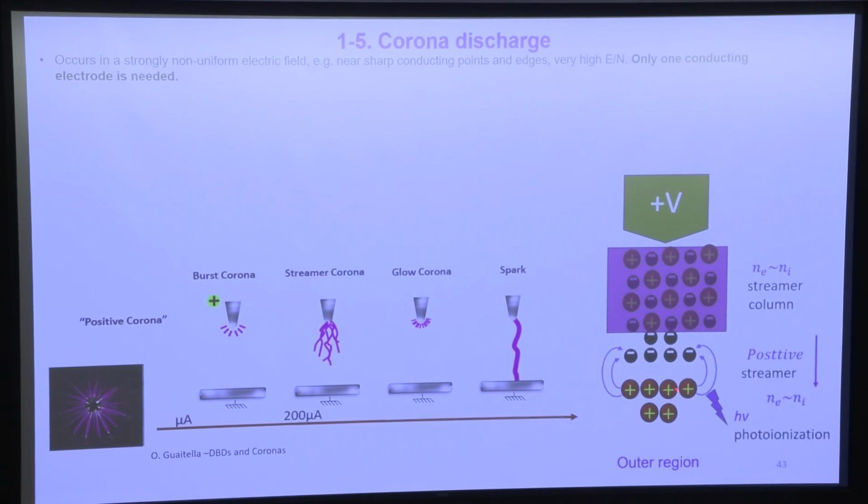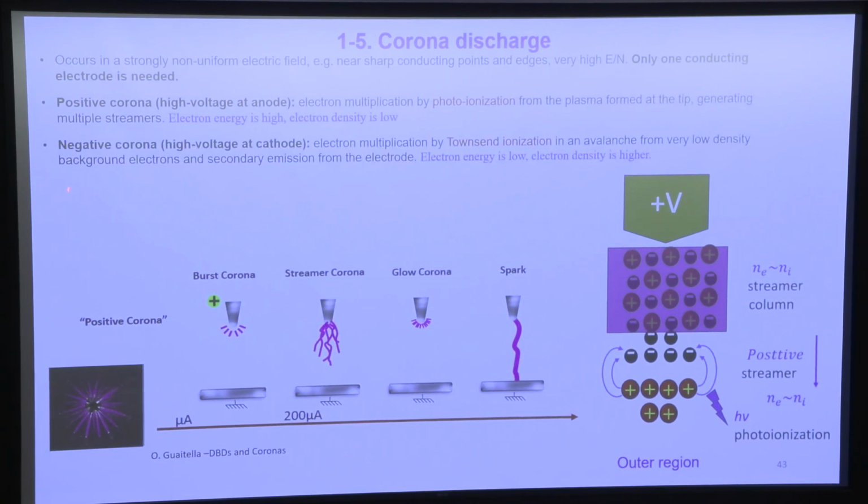So you create these streamers, positive streamers, with a photoionization process that can progress. A positive corona means, for example, high voltage at the anode, and electron energy is very high, but electron number density is not high. You have a negative corona, created with high voltage at the cathode. This kind of corona develops when you have a stronger voltage, and then the corona grows, and eventually they become a spark if there's a large current and enough electrons.